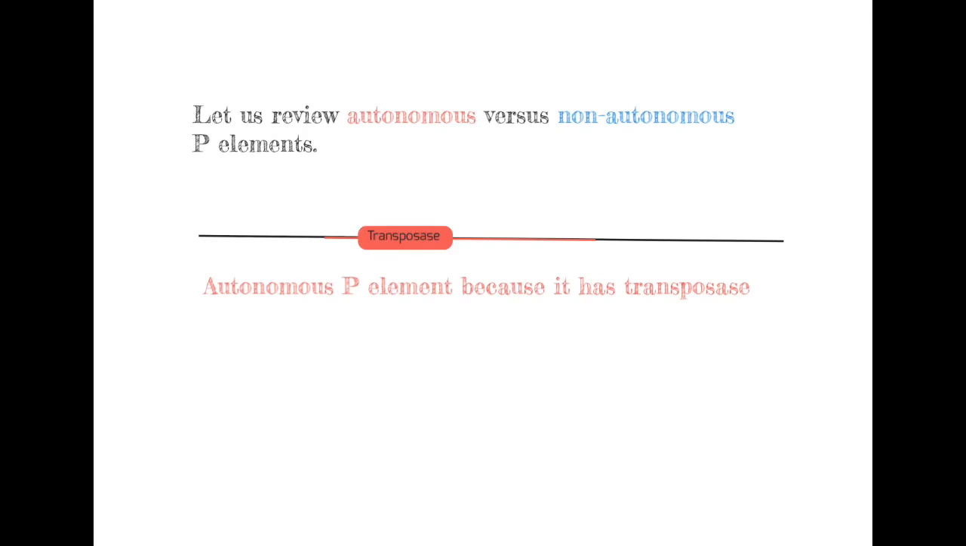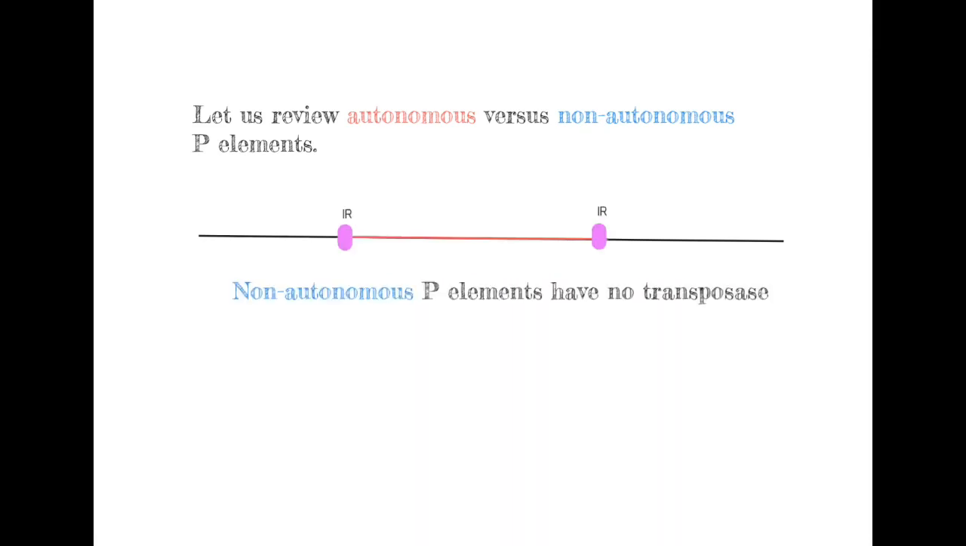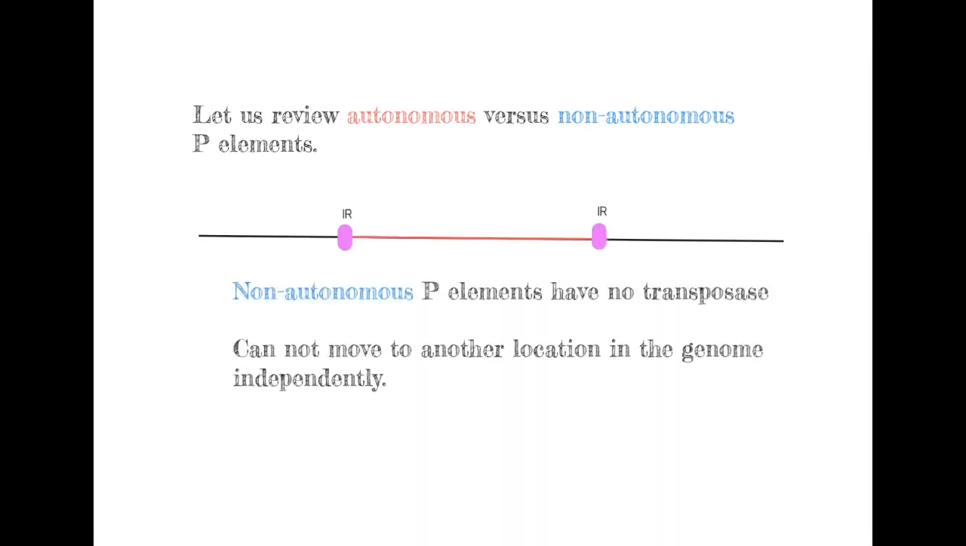Autonomous P elements are able to move on their own because they contain the gene for transposase. Once transposase is expressed, it's able to cut out the P element at the inverted repeat sites and help it move to a different location in the genome. Non-autonomous P elements, on the other hand, are not able to move on their own, and this is because they lack the gene for transposase. Without transposase, there's nothing that can cut at the inverted repeats and move it around, so non-autonomous P elements are stuck in place.